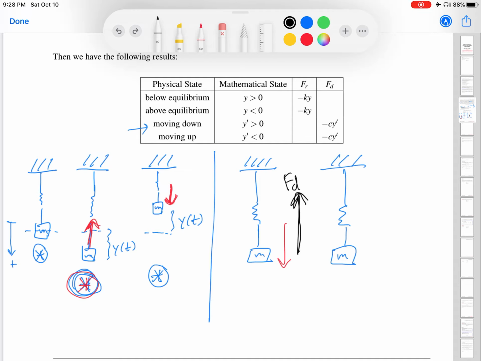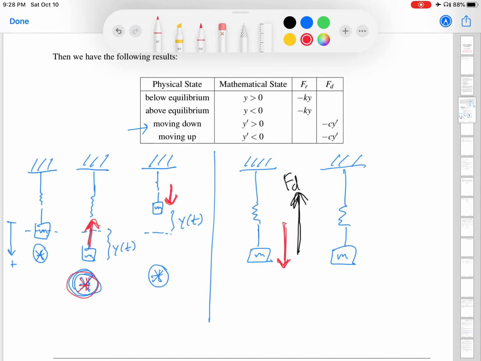Okay, great. One thing I didn't do here, let me back up, is talk about the mathematical state. So if we're in this setting where we are moving down, let's talk about the mathematical state here, jump back a bit. We're moving down. So what's happening?